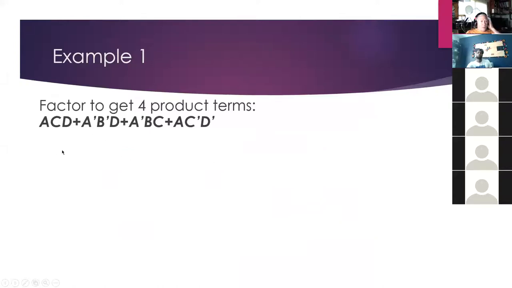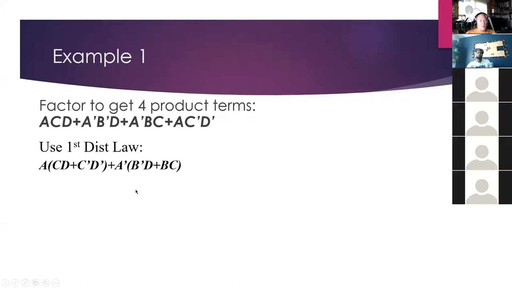If we look at them, there's one variable we see in every term. We have an A in every single term. So we can group our A's and factor out an A from ACD and AC prime D prime. And we can factor out an A prime from B prime D and BC. We use the first distributive law to factor that out, and we get this. Now we have something like AQ plus A prime R.